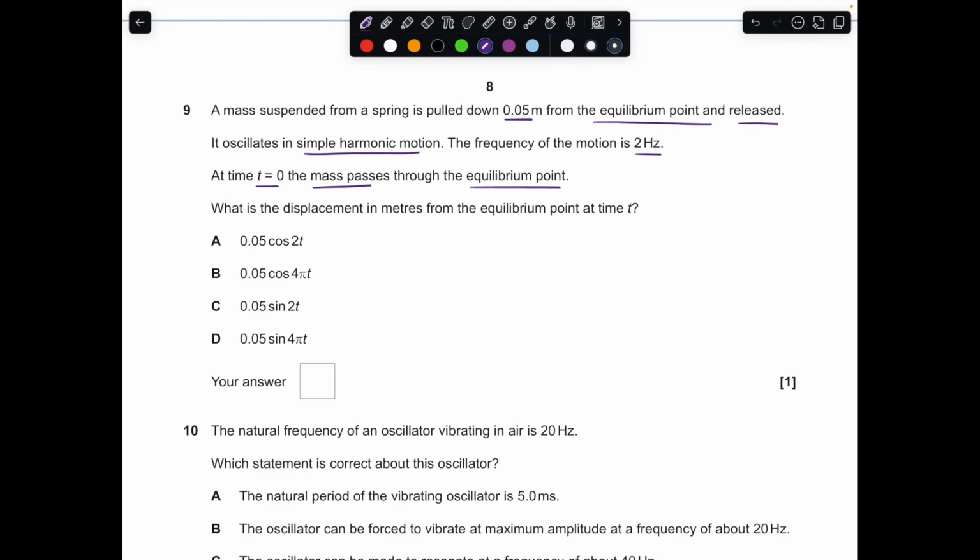Okay, so we know that x is equal to A sine omega t, and we know that omega is 2 pi f. So frequency being 2 Hz, it will be A, which is of course 0.05, sine of 2 pi times 2, which is 4 pi, times t. So D is the answer.